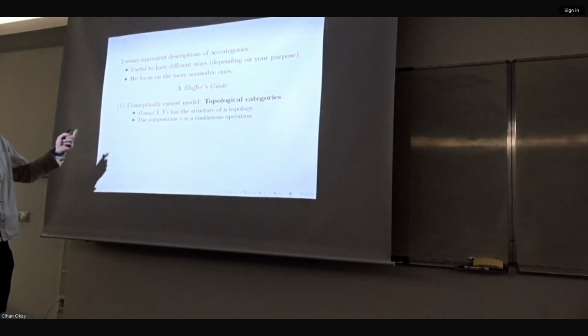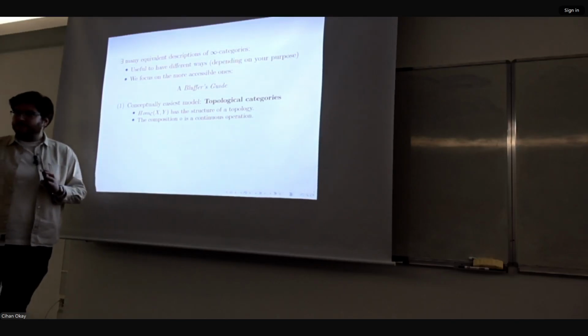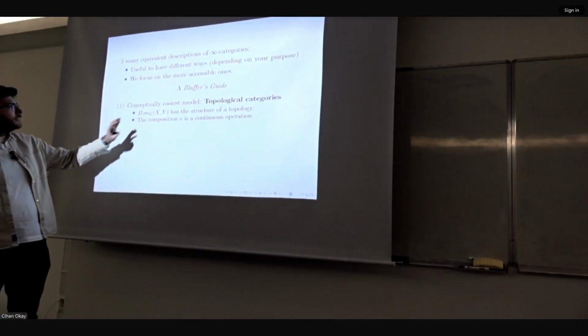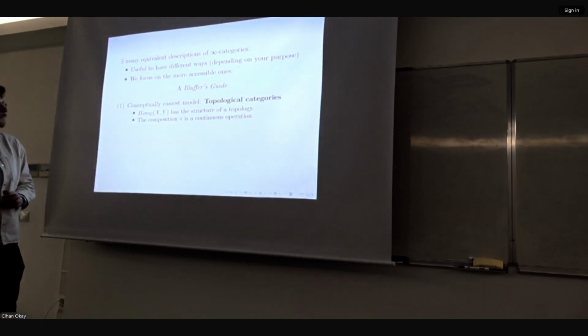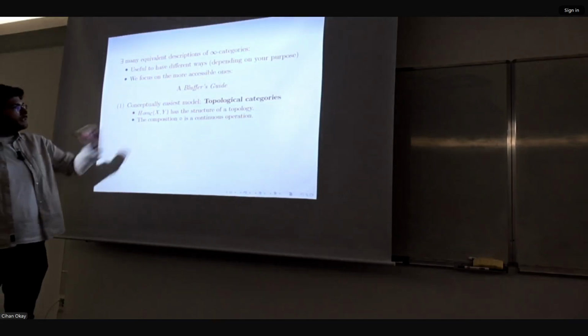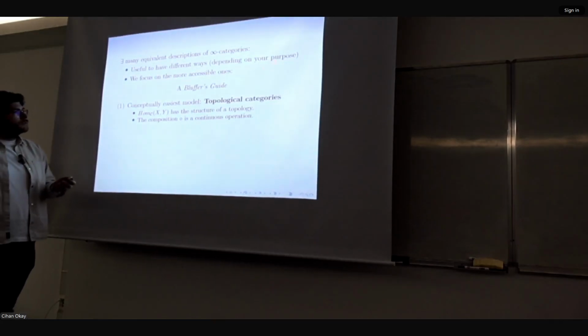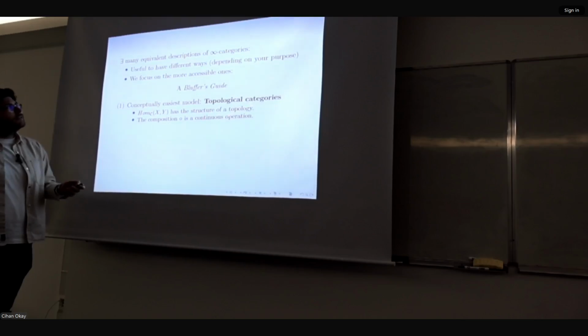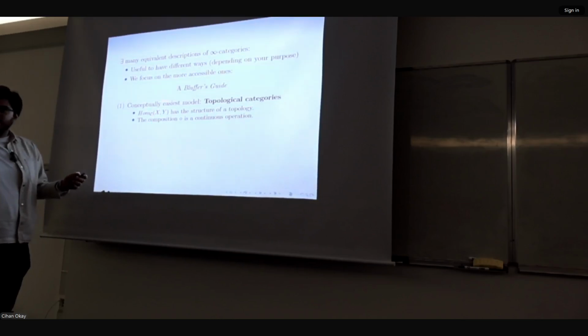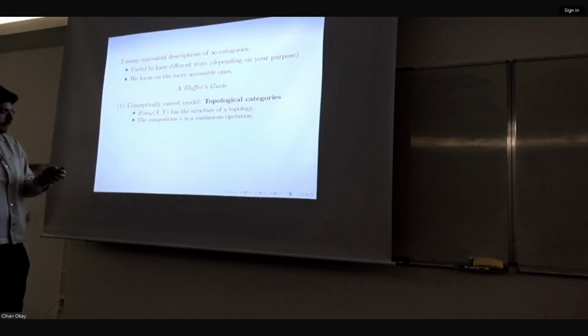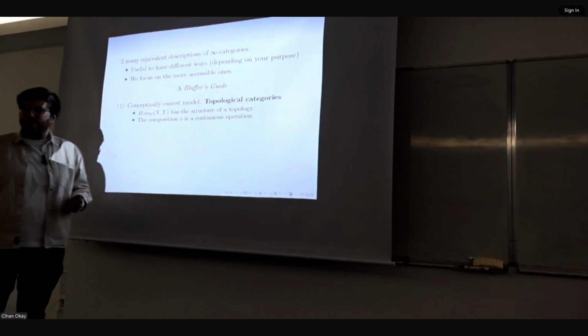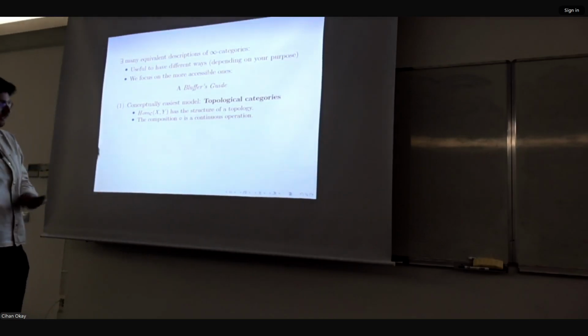One possibility, conceptually the easiest way of thinking about those things, is using topological spaces and topological categories. So this is the conceptually easiest model. For this model, when we say topological category, we mean the hom space, this mapping space, has the structure of a topology. This is more or less the key idea. There are other details, of course. And the composition in your category is a continuous operation.